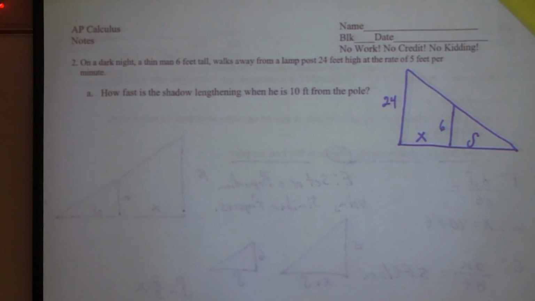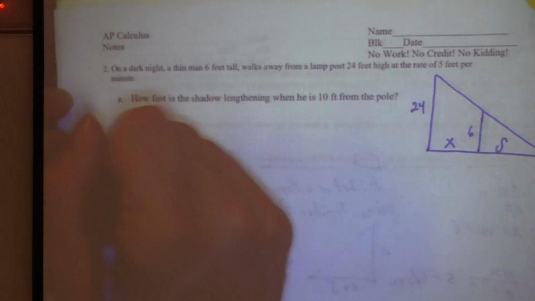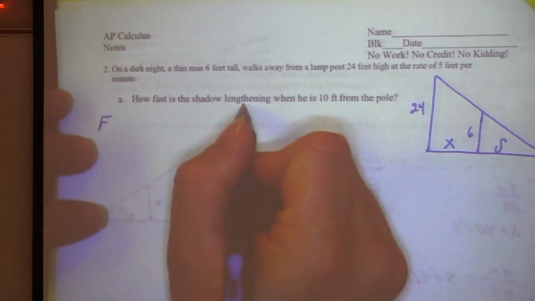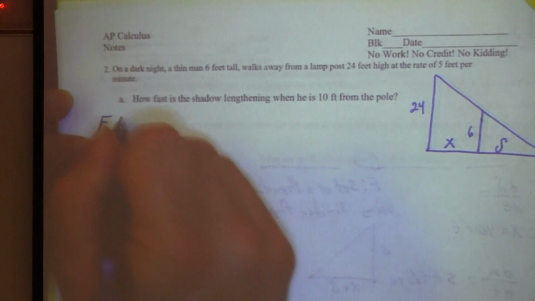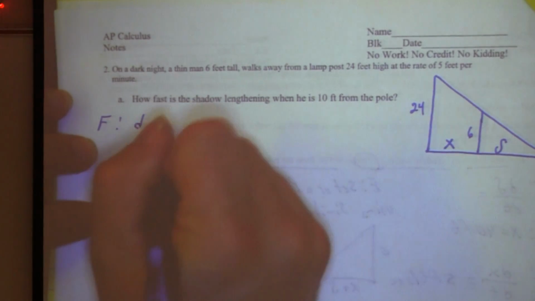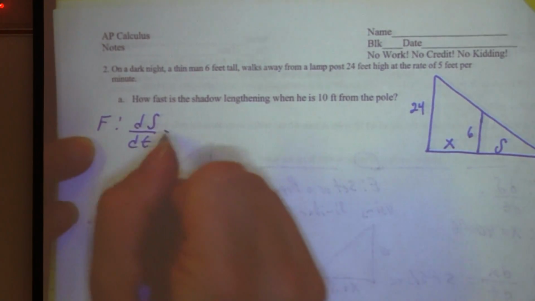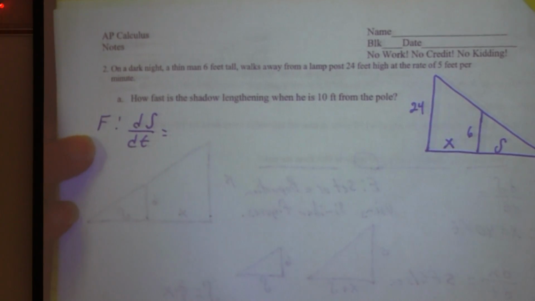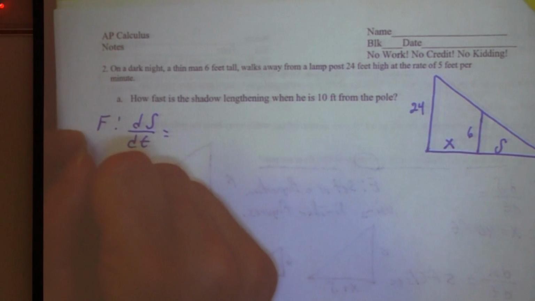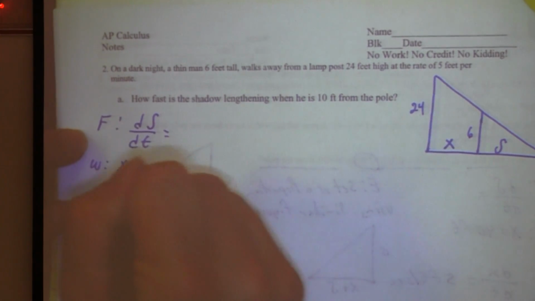Cool? Alright, so what are we trying to find? How fast is the shadow lengthening when he is 10 feet from the pole? So we're looking for what? ds/dt, when x equals 3.